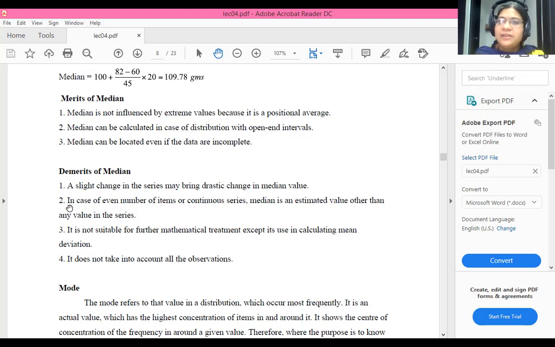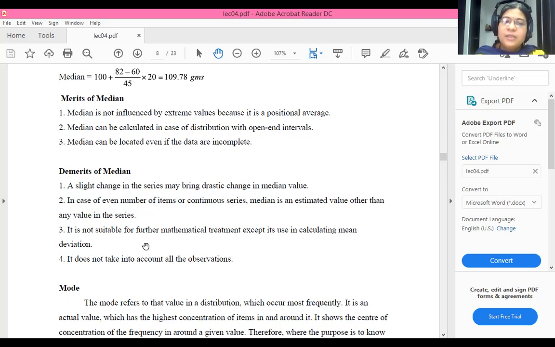Now the demerits of the median. A slight change in the series may bring a drastic change in the median value. In case of an even number of items or a continuous series, the median is an estimated value other than any value in the series.